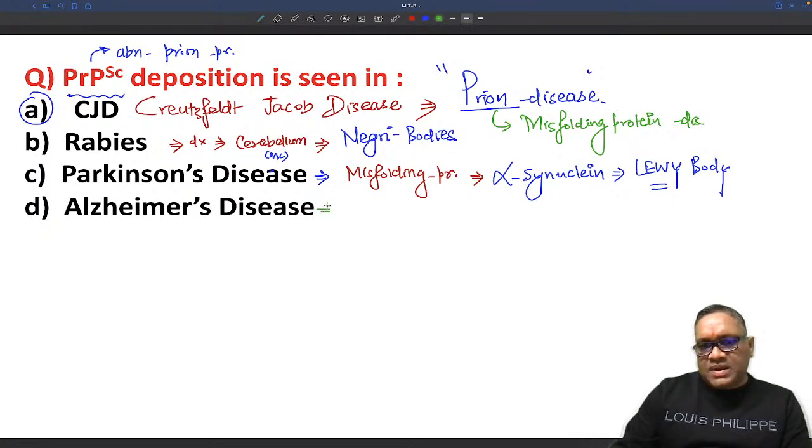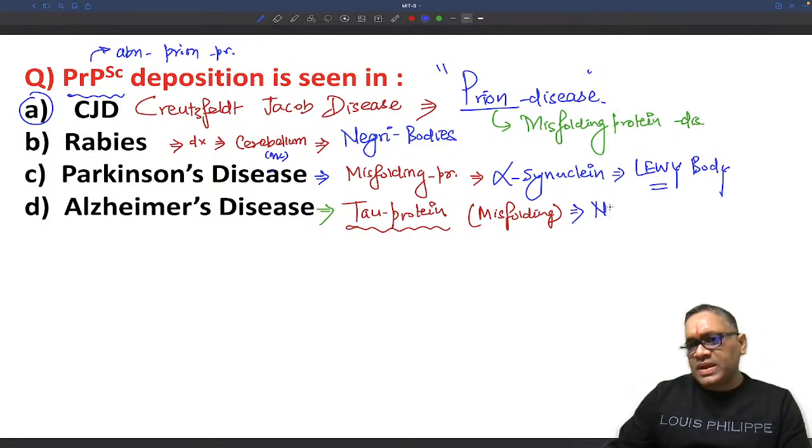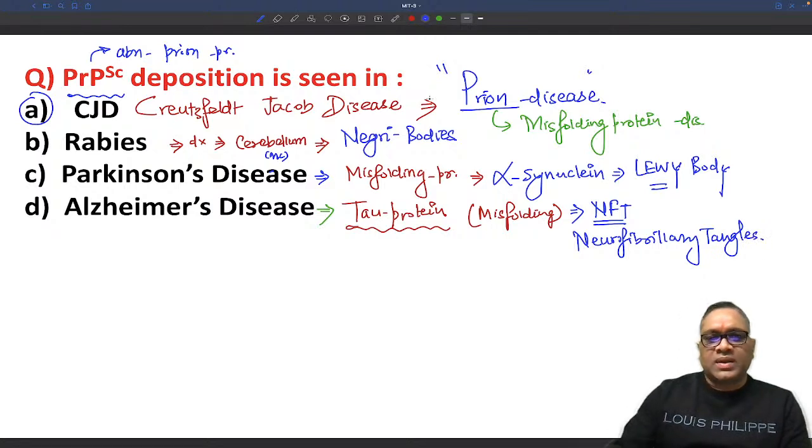Alzheimer's, if you look at Alzheimer disease, what are we going to see? Can you tell me? This was a previous year question in the FMGE exam. Alzheimer disease is a disorder of the tau protein, right? It is also a misfolding protein disorder. So the tau protein will misfold, and then form neurofibrillary tangles, right? That is how neurofibrillary tangles are formed because of misfolding.